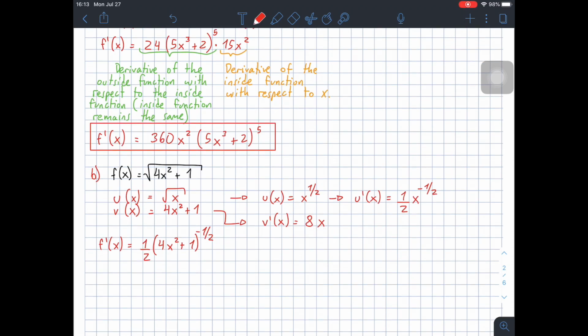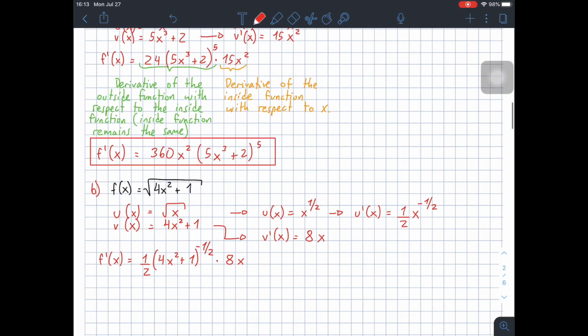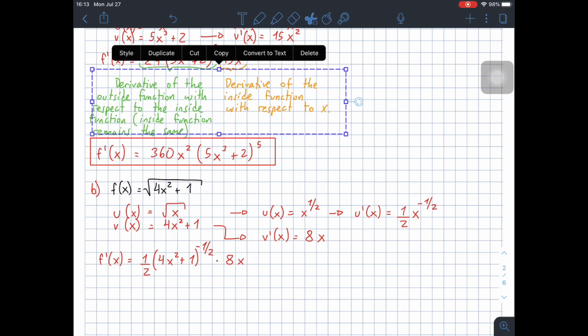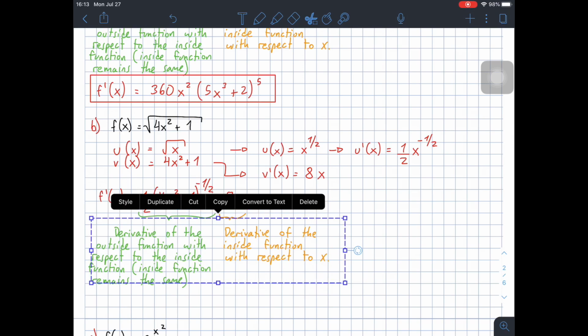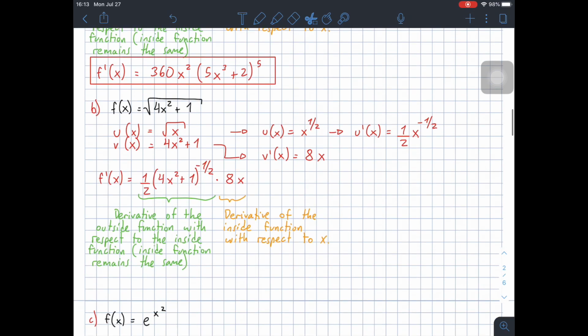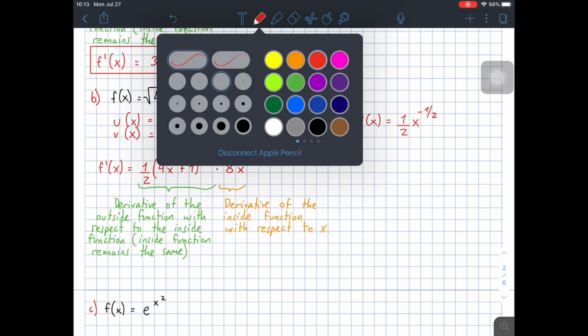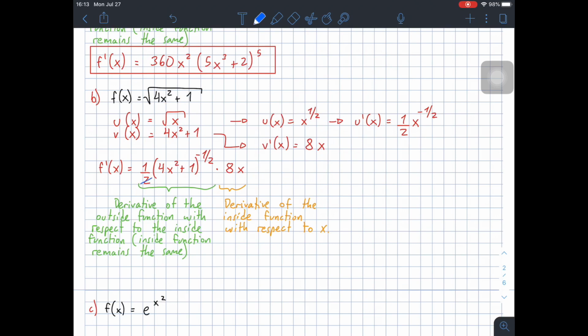So times 8x. So once again, I'm going to mark these two parts. Let's see if I can grab all of this. There, duplicate, and take it here. And that's it, correct. Okay, so once we have done this, if we can simplify these terms, we simplify. For example, I see that the 2 simplifies with the 8, we get a 4 here.